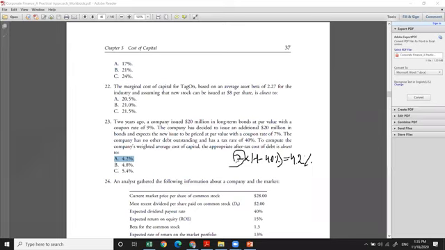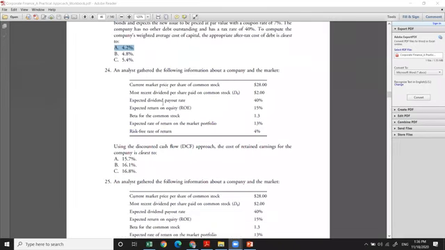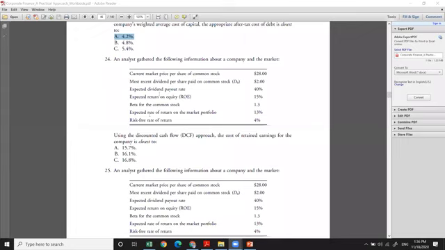Why 7%? Because the bond is priced at par value. When the bond value is equal to face value, that makes your coupon rate equal to YTM. Is that clear? Yes. It's a very easy question. You just need to read it, you don't even have to calculate.